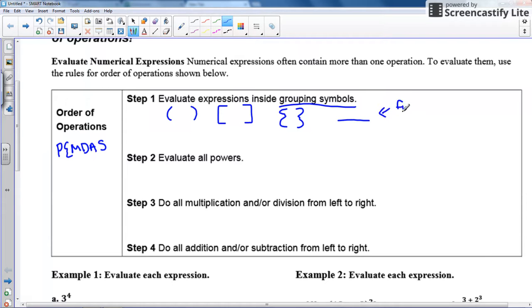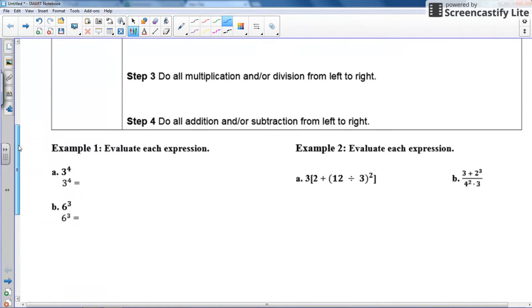We have to treat a fraction bar like a grouping symbol, where we will do the numerator first and then the denominator, and then we can do the division. Then we'll evaluate all powers, so all exponents, and then we'll do multiplication and division from left to right. Remember, it's not all multiplications first and then divisions. It's whatever comes first, left to right. And then we do the same with addition or subtraction. Okay, so let's take a look at a couple of quick examples.